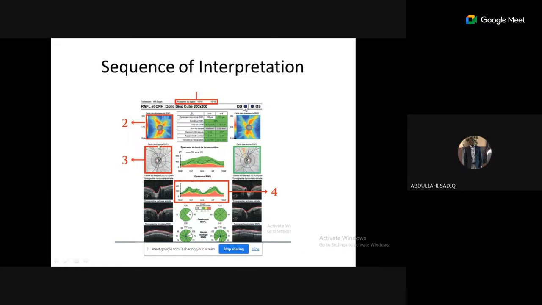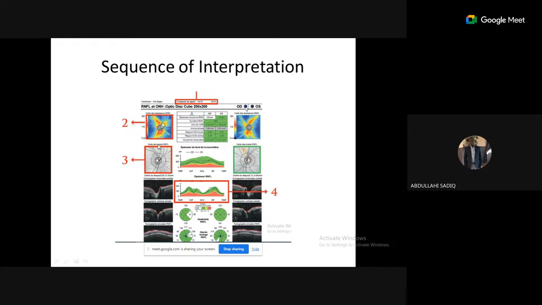So after you are satisfied with the signal strength, the next area you need to look at is the retinal fiber layer thickness map. This is the graphic presentation of the retinal fiber layer. Now, in a normal individual, it has a butterfly pattern.